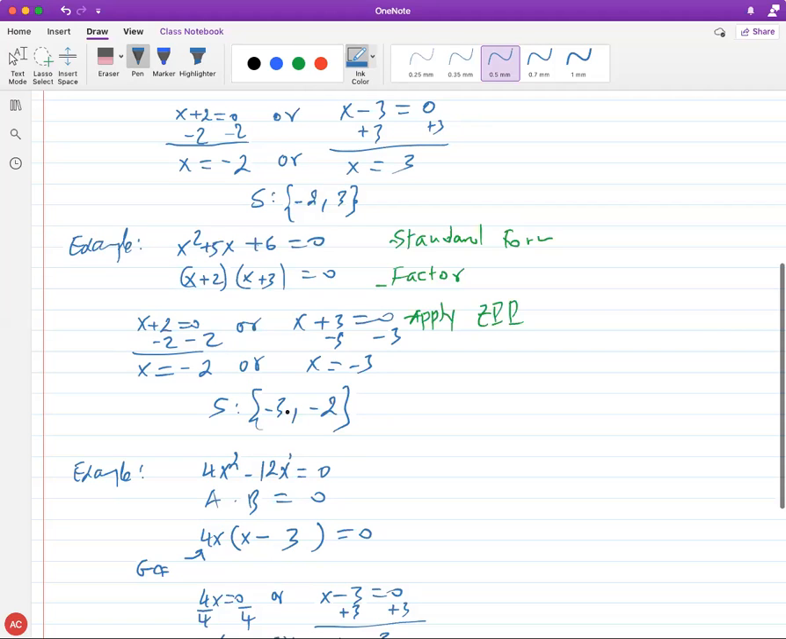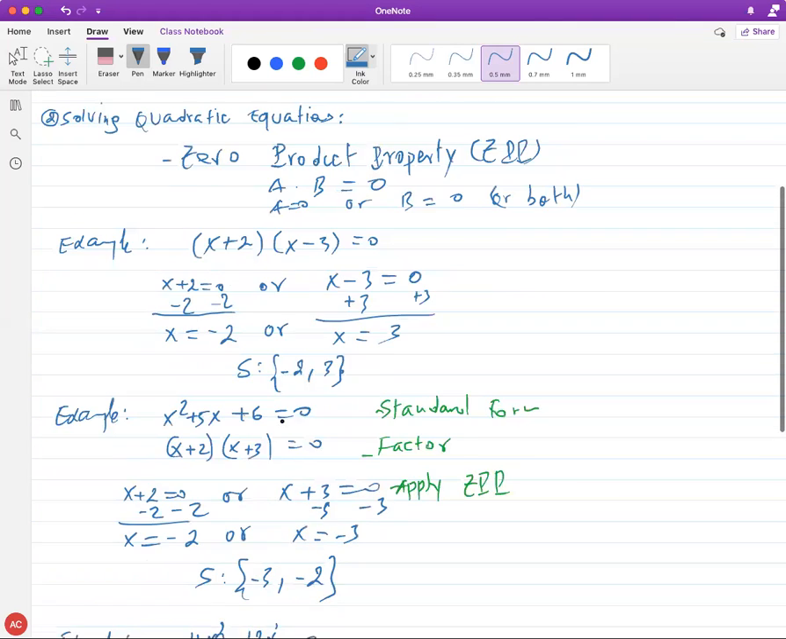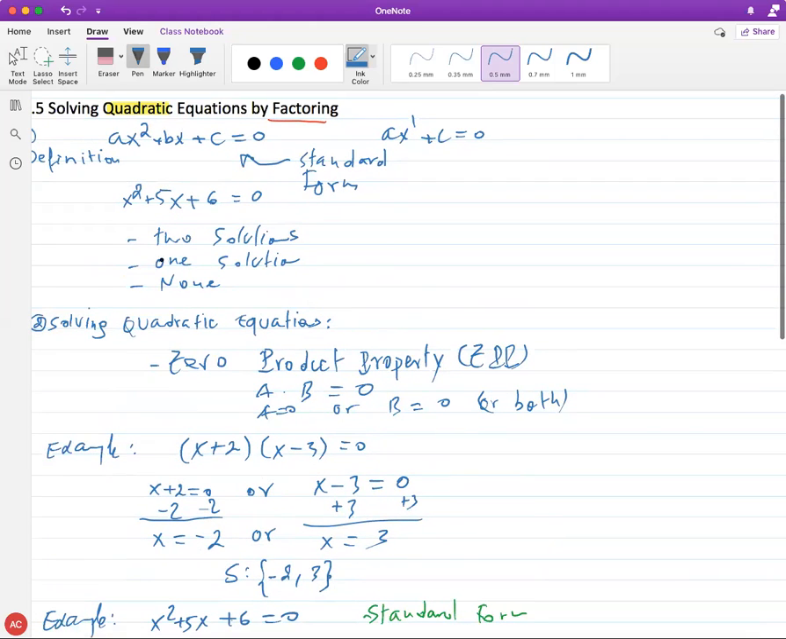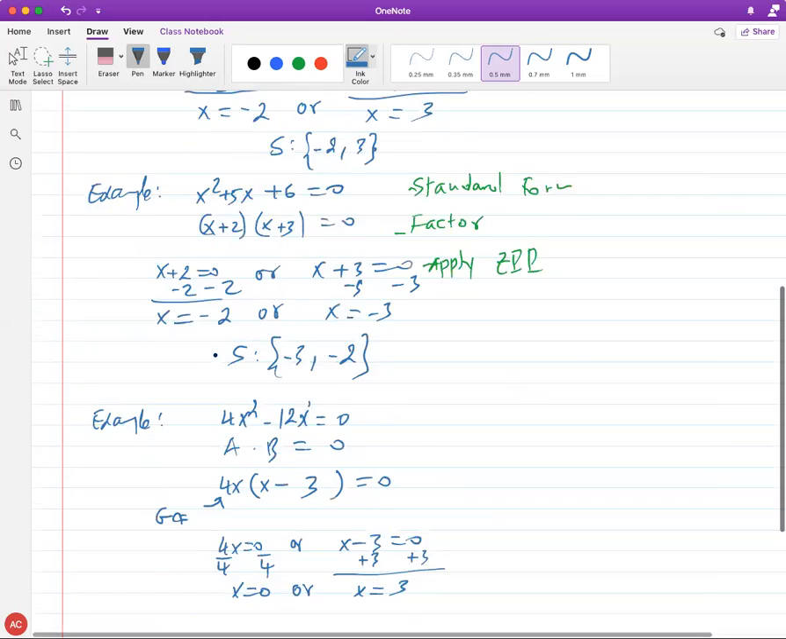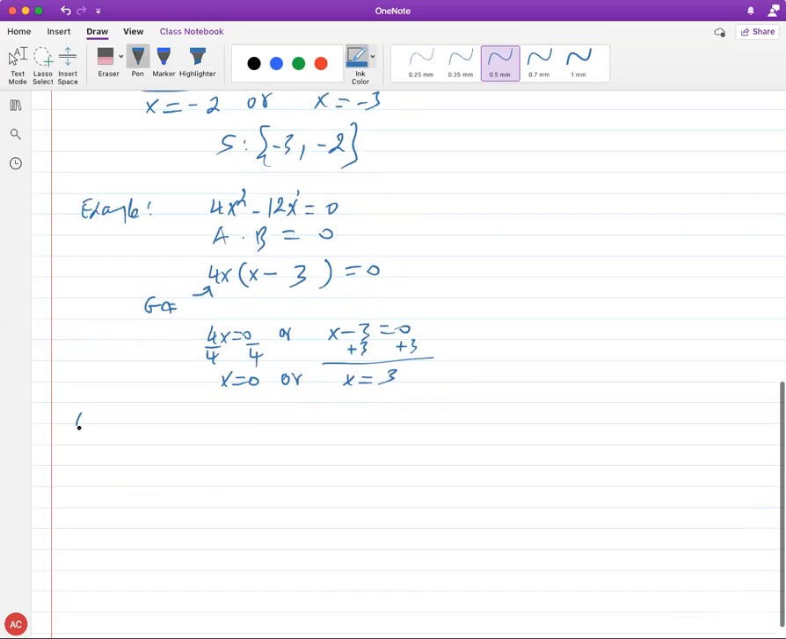So the only 2 solutions here are these 2. By the way, it is possible to get only 1 solution, and sometimes there's no solution. If you don't find a solution, that's fine. Can you give us an example of one solution and no solution? Yeah, we'll get to that.